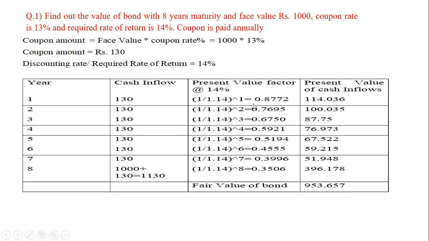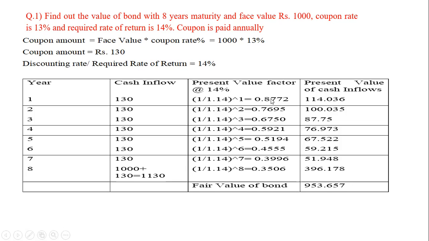Again press the equal sign. Don't erase the result of this first step. Press equal sign. You will get 0.7695. The calculator will automatically calculate raised to 2. After you get this answer 0.8772, press the equal sign and automatically you will get the raised to 2 answer, 0.7695. Again press equal sign, you will get 0.6750. Again press equal sign, 0.5921. Similarly you can get for all 8 years. So this is a factor for 1 rupee.